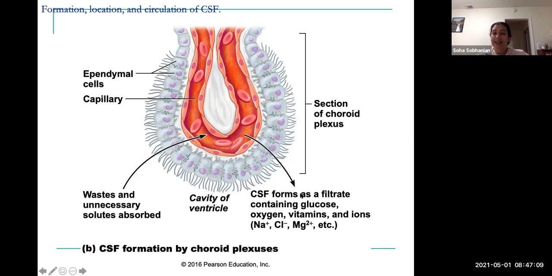So again, CSF is formed from the filtrate containing glucose, oxygen, vitamins, ions like sodium chloride, etc. Anything that your cells have used. The purple things are the nucleus of the ependymal cells.